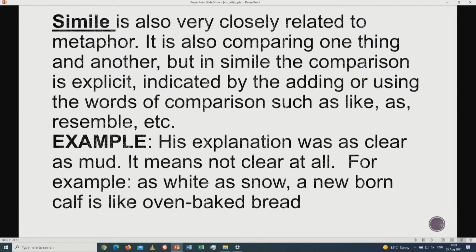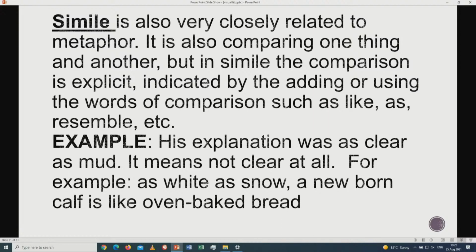Simile is also very closely related to metaphor. It is also comparing one thing and another. But in simile, the comparison is explicit. It is indicated by adding or using a word of comparison such as like, as, resemble. So it is important that you differentiate between metaphor and simile. With simile, it has key words that will help you identify it, such as like, as, and resemble.